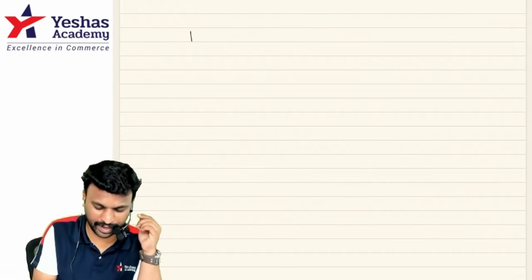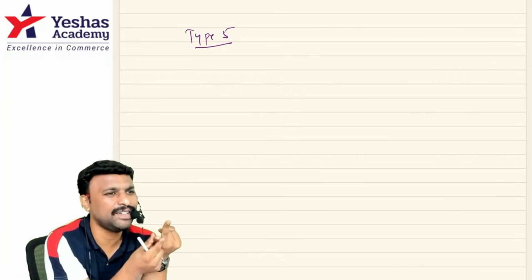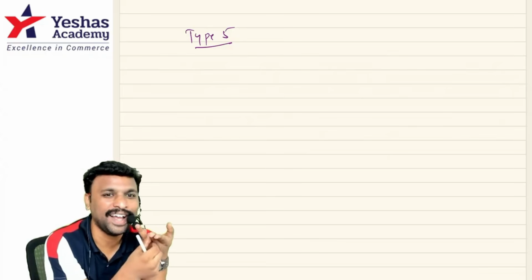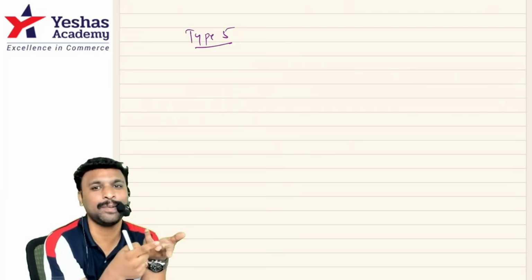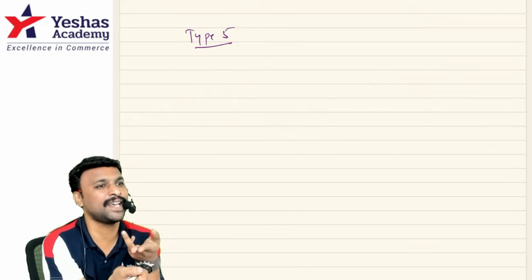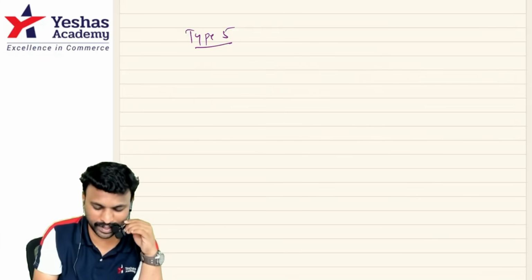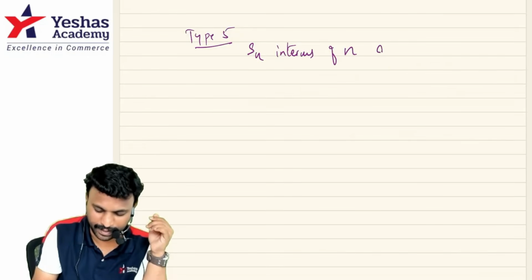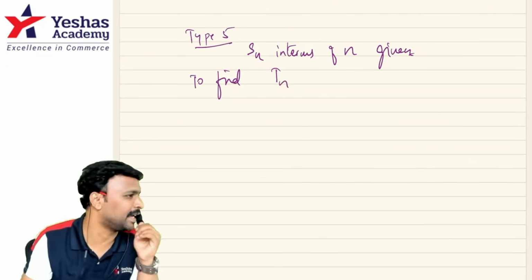Take type 5. Type 3 and type 4 are related: the middle term concept. Type 5 and type 6 are related, the reverse. In type 5, Sn in terms of n is given, and Tn is asked. In type 6, Tn in terms of n is given, and Sn will be asked. Right? Type 5, what is it? Sn in terms of n given, to find what? Tn. Tn means any particular term.